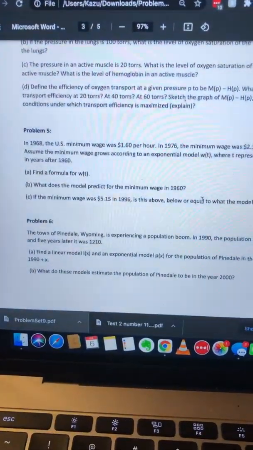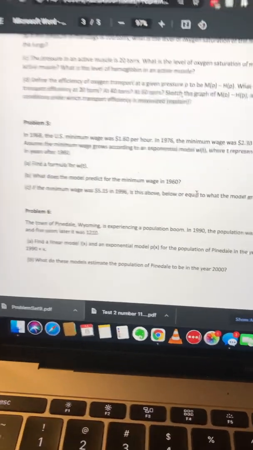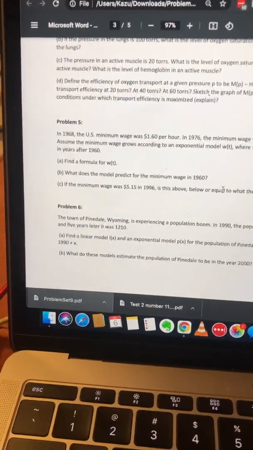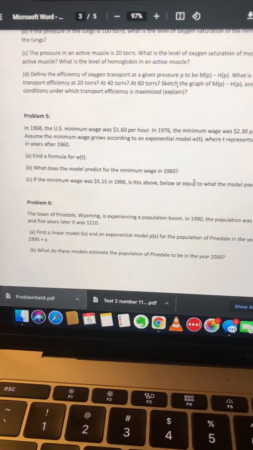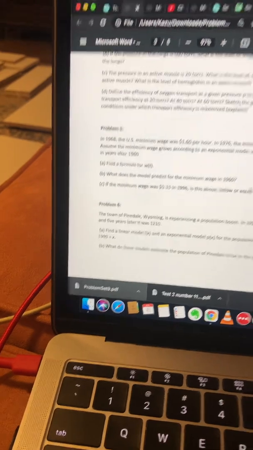Problem 5 mentions how in 1968 the U.S. minimum wage is $1.60 per hour, and in 1976 it was $2.30 per hour. Then it asks us to create an exponential model using W of t, where t is time in years after 1960. So first, the formula for W of t.